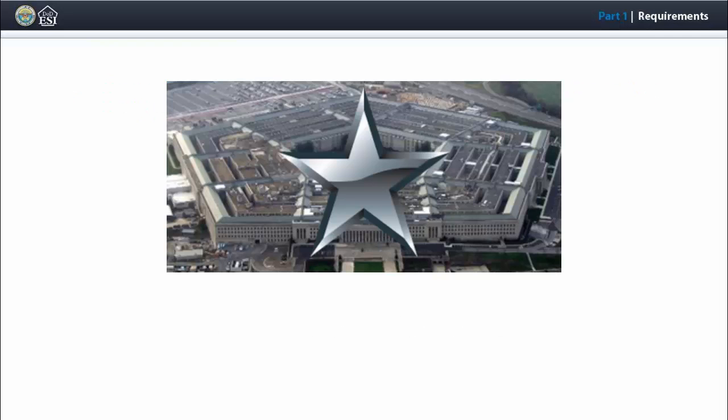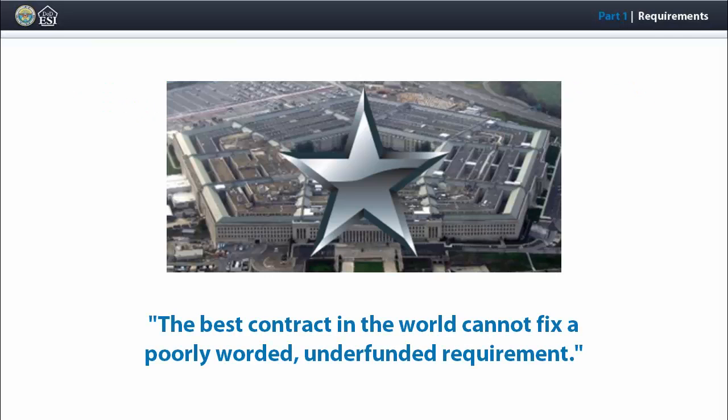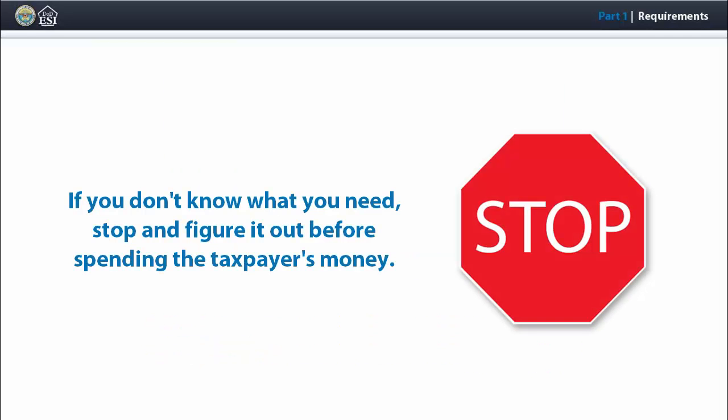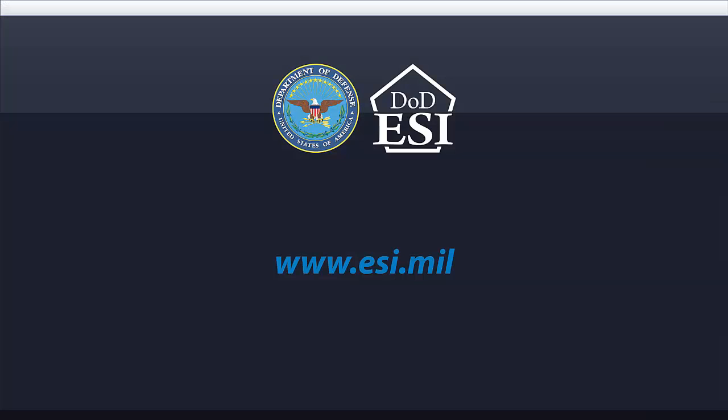A respected military leader once said, "The best contract in the world cannot fix a poorly worded, underfunded requirement." In other words, if you don't know what you need, stop and figure it out before spending the taxpayers' money. Please refer to Part 2 and 3 of the Requirements tutorial for more information.